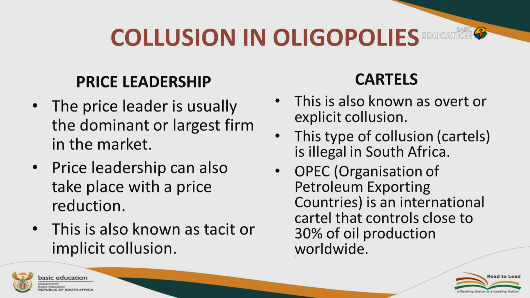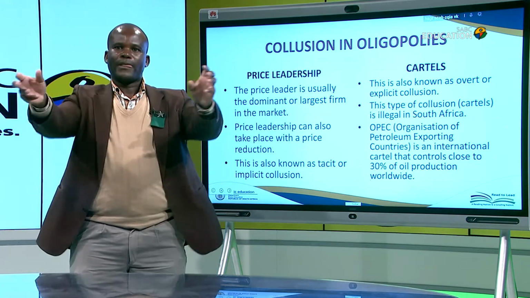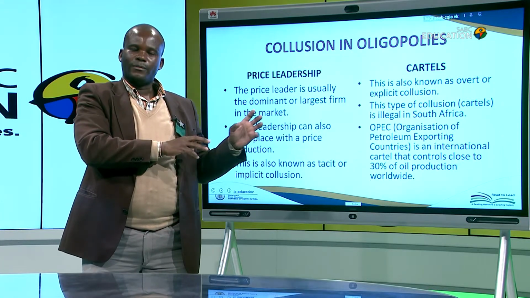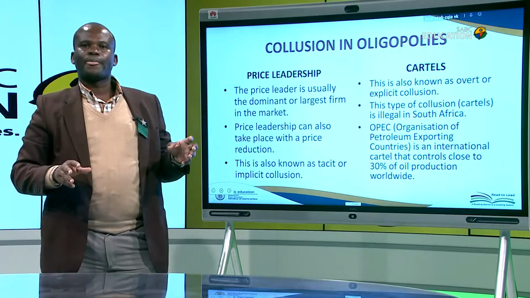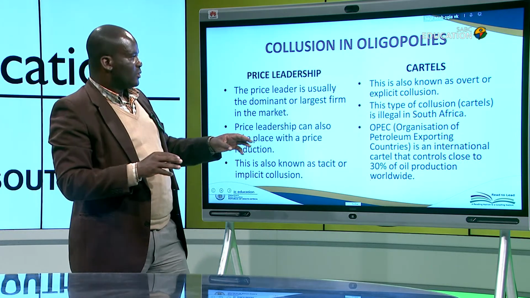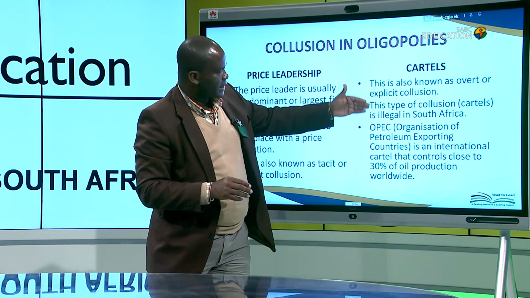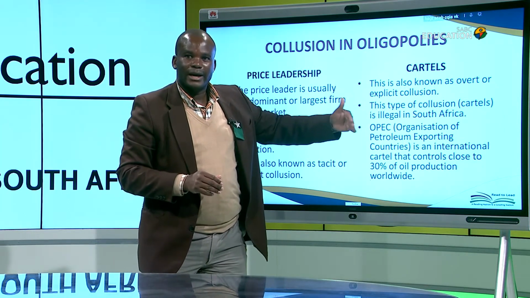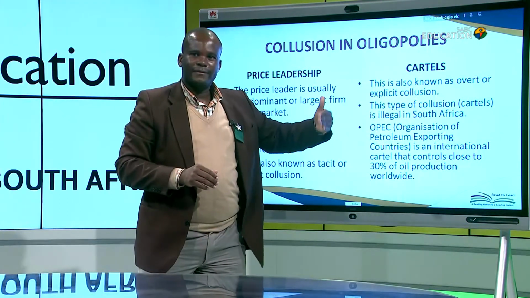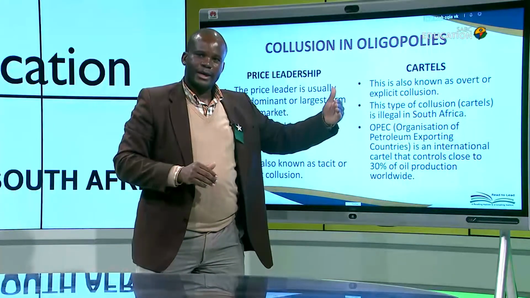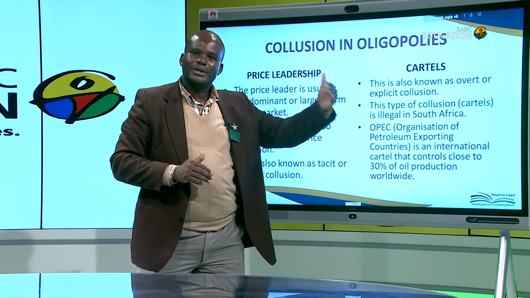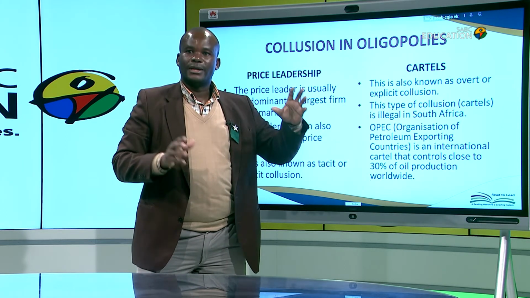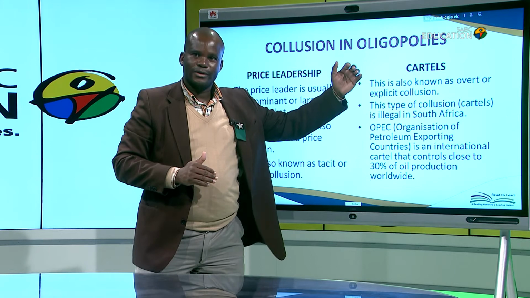So what do we mean? How do they collude through price leadership? Take, for example, network providers from our examples when we introduced our topic. One firm, because usually you discover that under cartels, these cartels are illegal in South Africa. The fact that they are exploiting consumers, the government makes it illegal. That's why they introduced the competition policy, competition commission, competition tribunal, competition appeal court. The idea there is to try and promote competition.